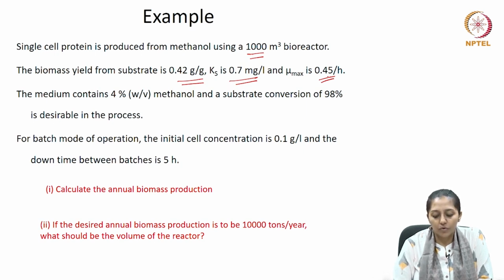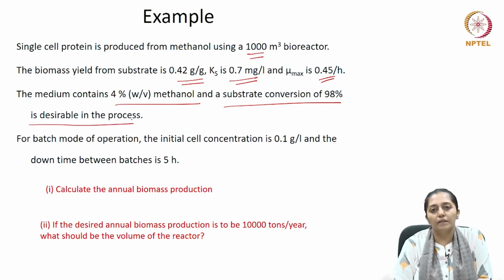The medium is said to contain 4% methanol. So which would mean what? As it is weight by volume, this corresponds to 40 grams per liter of methanol, and a substrate conversion of 0.98 is desirable in the process. So what is desired is that 98% of the substrate should get consumed by the end of the batch process.